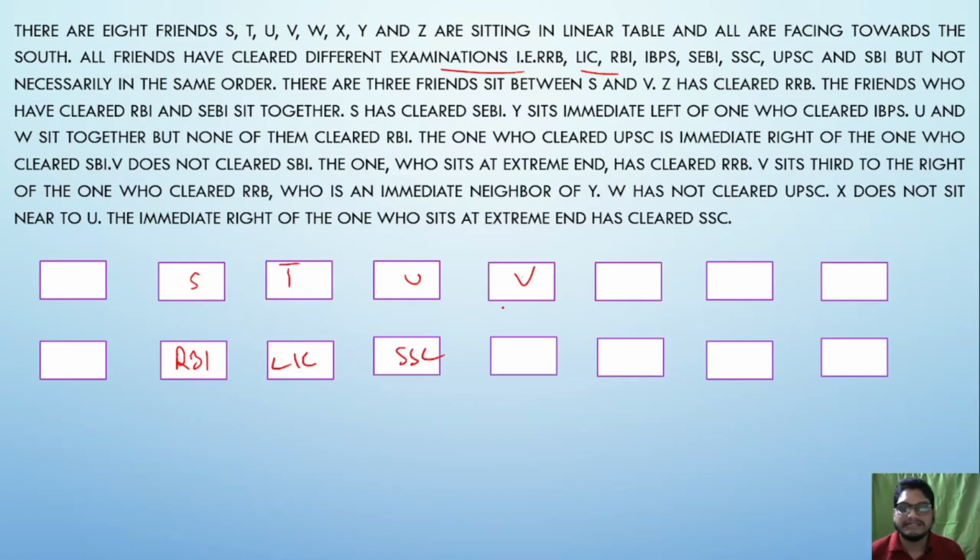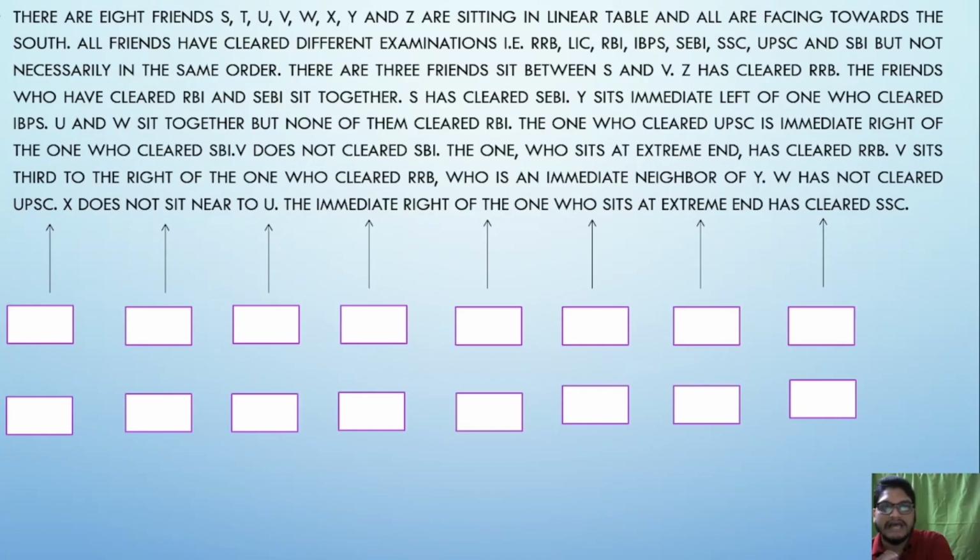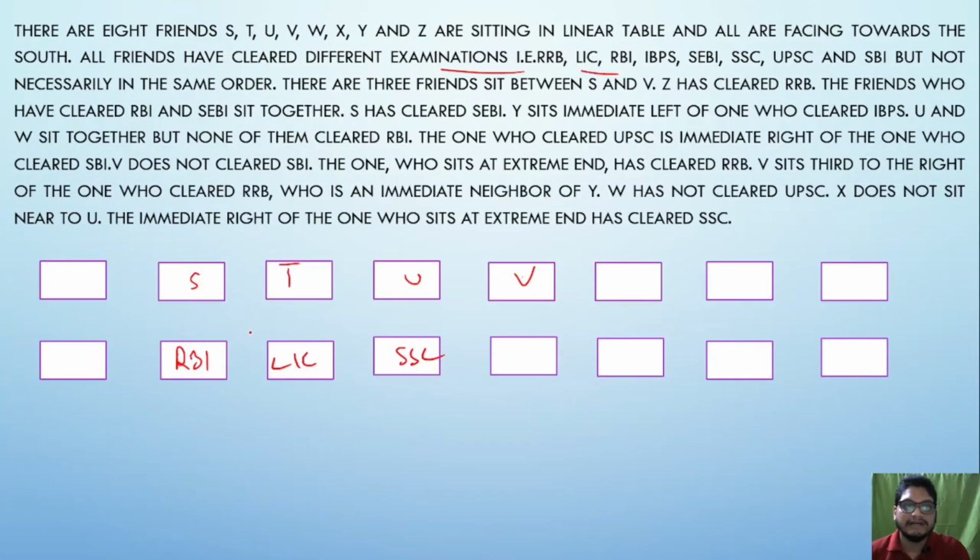This is just for your understanding, but in the real examination we are not going to make any kind of boxes. In the real examination, we will just make this kind of arrangement, 1 2 3 4 5 6 7 8, and start solving. Suppose he has cleared RBI, then we will fix it like that. But as I am trying to make you clear about what is happening, I have made clear boxes and an arrangement so that you have a clear view of what is actually happening. So let's just start the question.